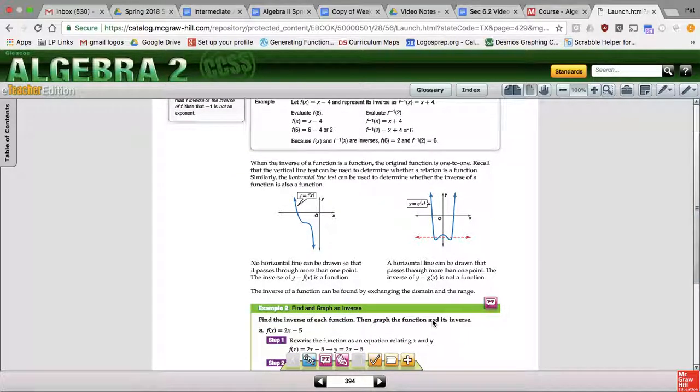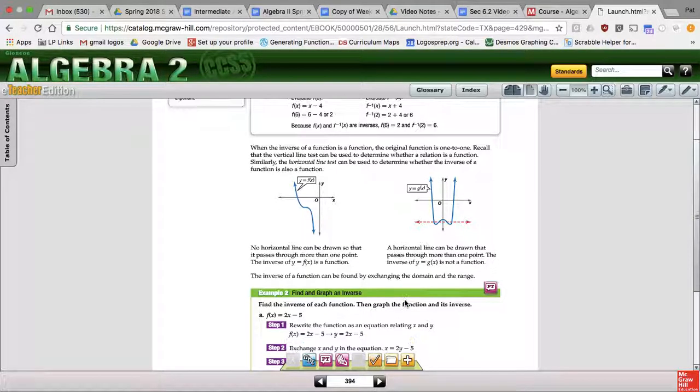So the inverse of a function can only be found by exchanging the domain and the range. And just because it's an inverse does not mean that the inverse is also a function. You could find it, graph it, and run the vertical line test, or simply run the horizontal line test on the function.